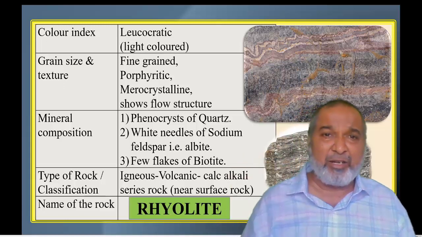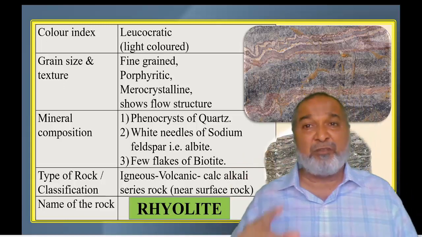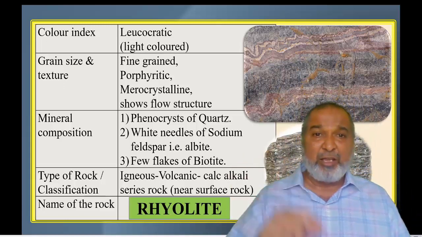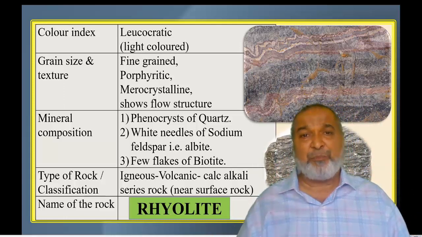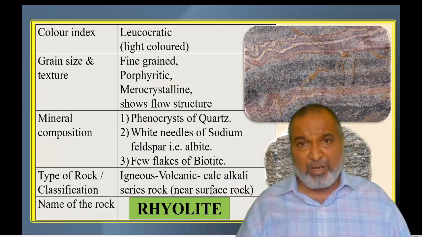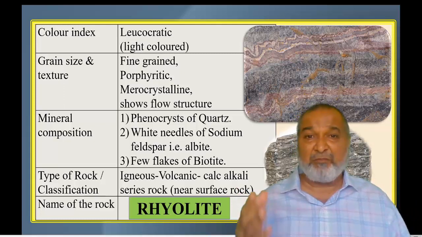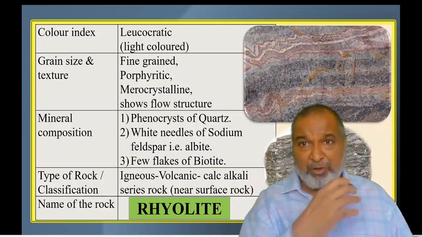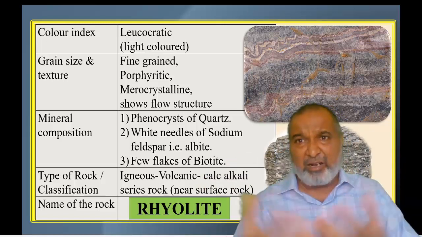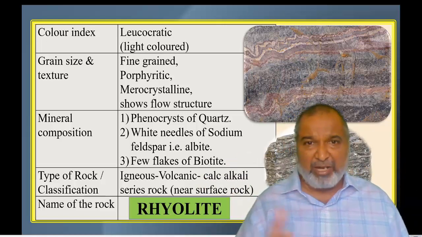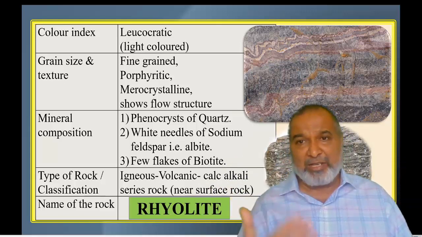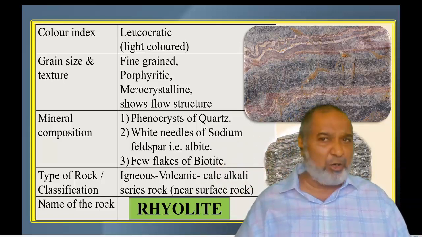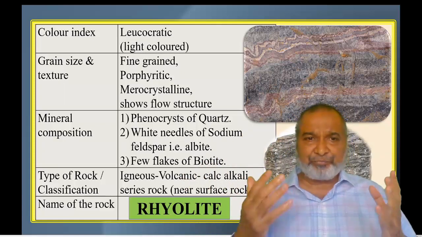So in the rhyolite, you are going to see the flow structure. That is a very important one. Now what will be the mineral composition? The first one is quartz. Second, very important, because of the pink color we can roughly say that it is orthoclase, but actually it will be sodium albite, which we can't see with our own eyes, but you can directly mention orthoclase, no problem in that.